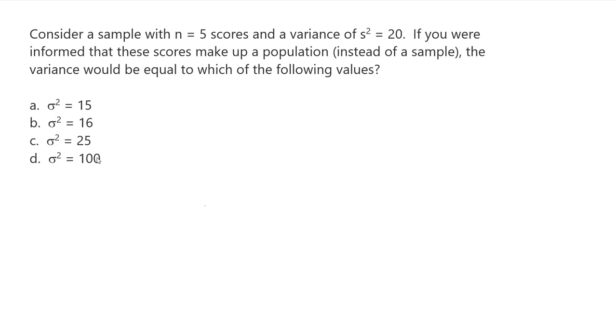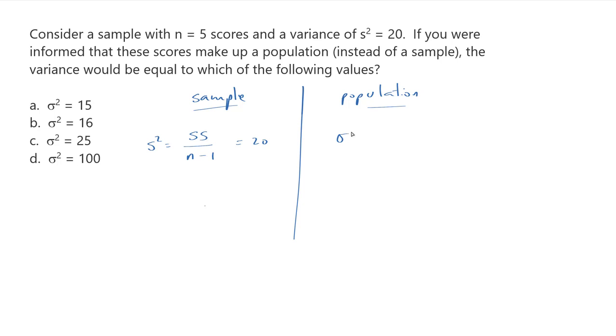Okay, so in this case, we have to have a look at the formula for variance and how that differs between a sample and a population. When I'm dealing with a sample, my variance is calculated this way. It's the sum of squares over little n minus 1. And we know that this resulted in the value 20.